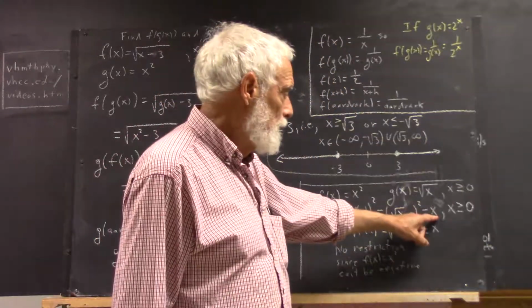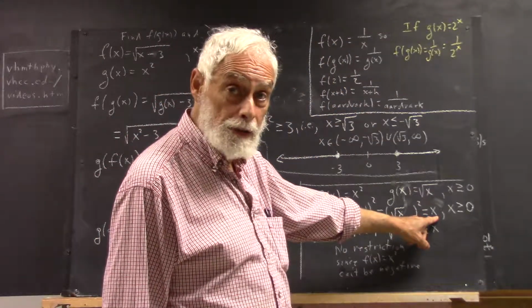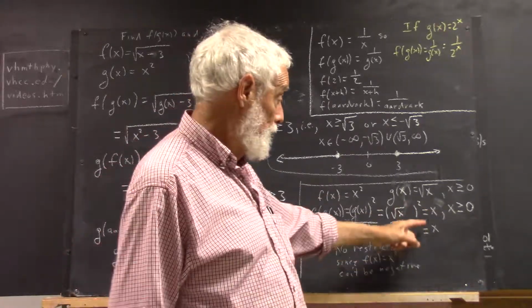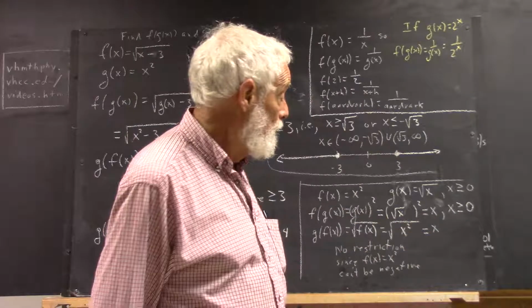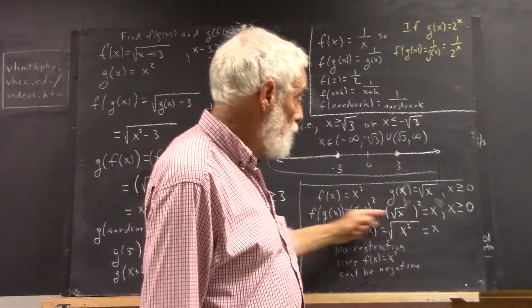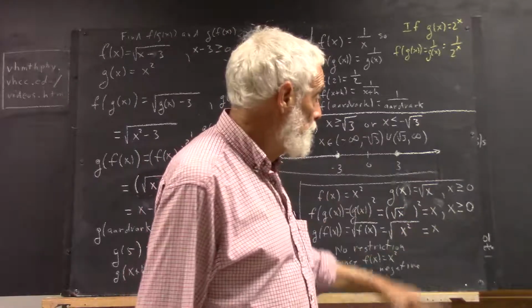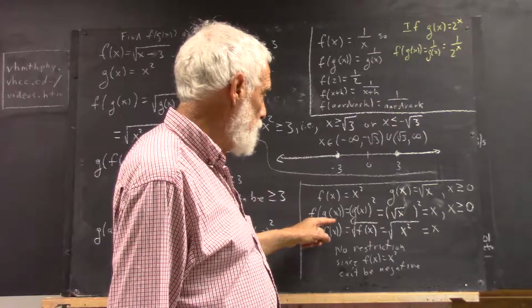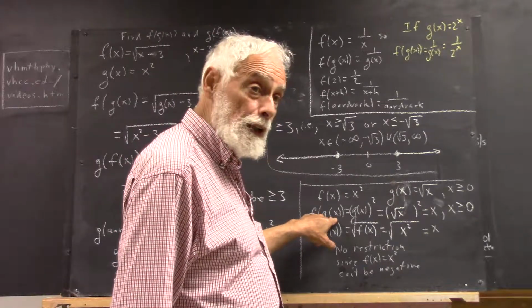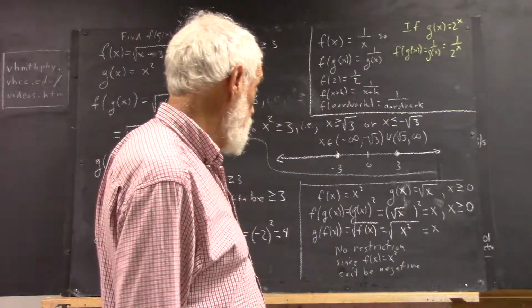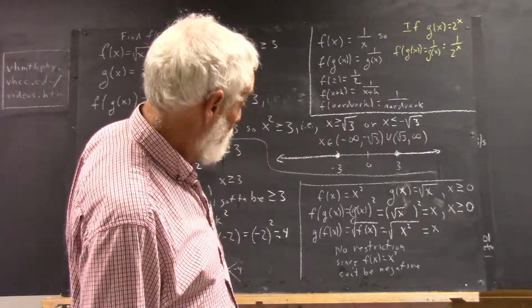Now, the final result that you get is just x, and of course there's no restriction on the numbers you can put into the expression x, but since there's a restriction on g of x, that restriction follows through this composite. For f of g of x, you start by putting x into g of x, so you have to put only non-negative numbers in.